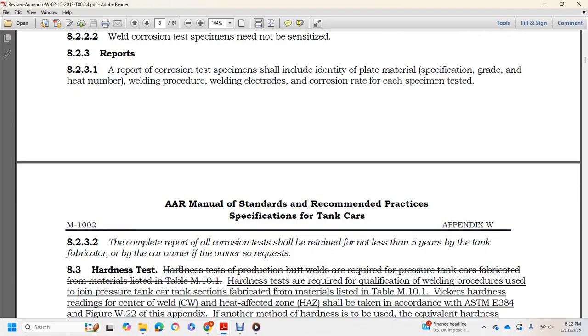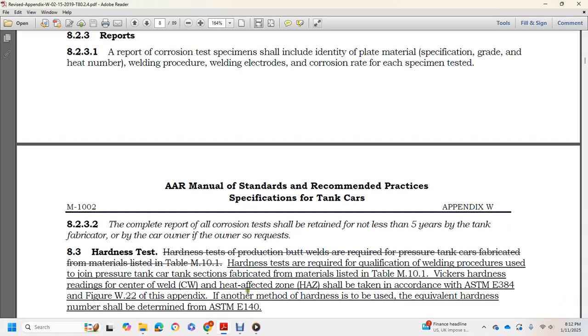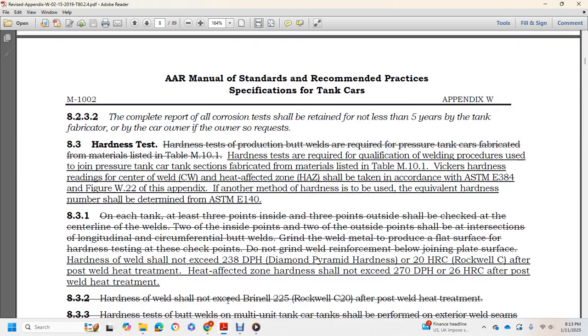Hardness tests of production butt welds are required for pressure tanks fabricated from materials listed in Table M10.1. Qualification of the welding procedure of the joint. Pressure tank sections fabricated from materials listed in Table M10.1: Vickers hardness readings at the center of the weld and heat affected zone should be taken in accordance with ASTM E384, Figure W22 of this appendix. If another method of hardness testing is used, the equivalent hardness number shall be determined per ASTM E140.